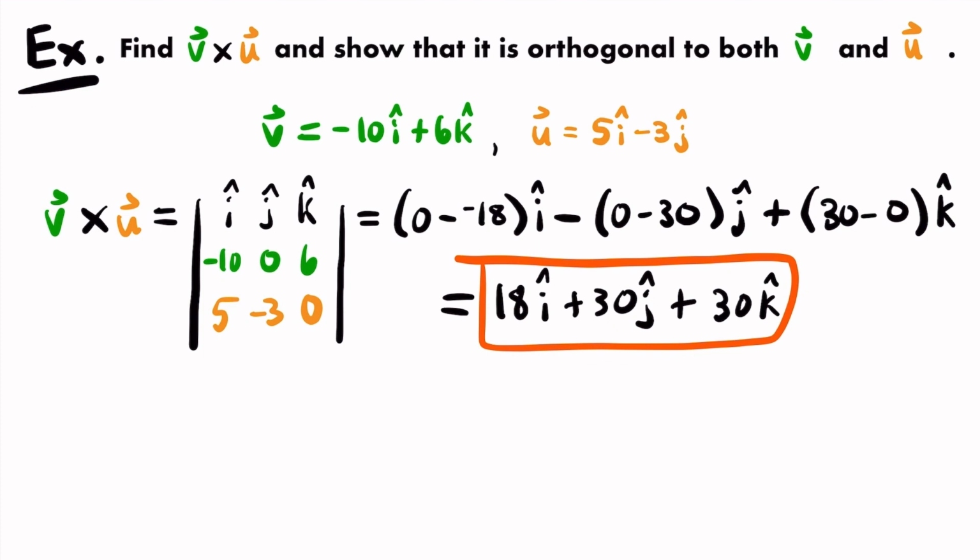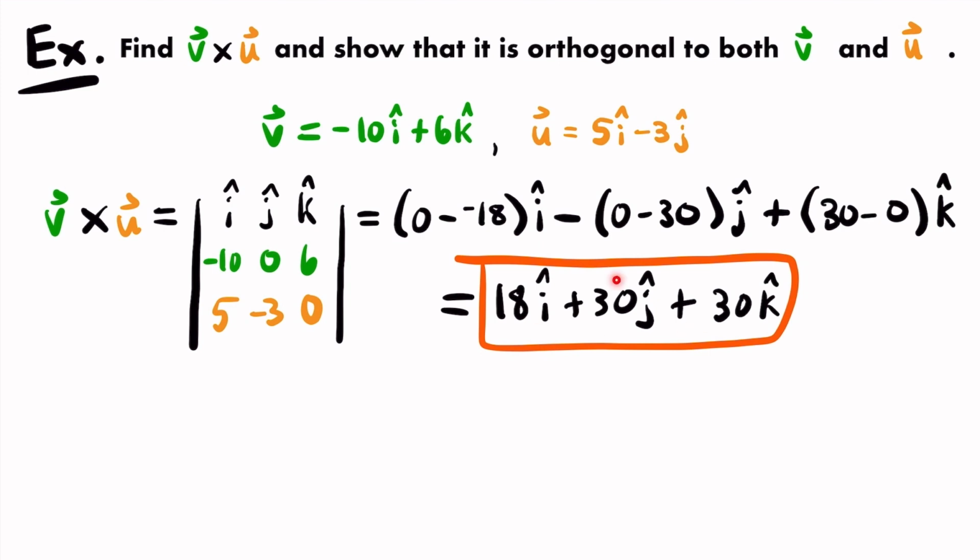But now what we want to do is prove or show that this vector is orthogonal to both vector v and vector u. And the way that we can do this is by using the dot product. Now you've got to make sure that you know the difference between the dot product and the cross product. But before we talk about that, why do we want to use the dot product? Well, when the dot product of two vectors is 0, what does that tell us about those two vectors? It tells us that they are perpendicular, or that they're orthogonal, which is exactly what we want to show here, right?